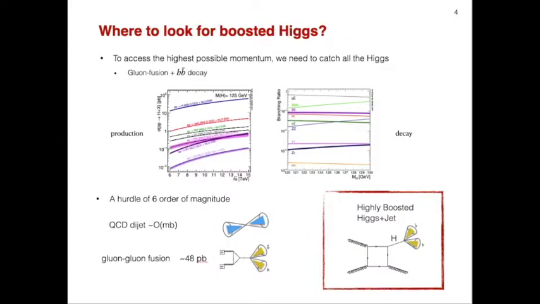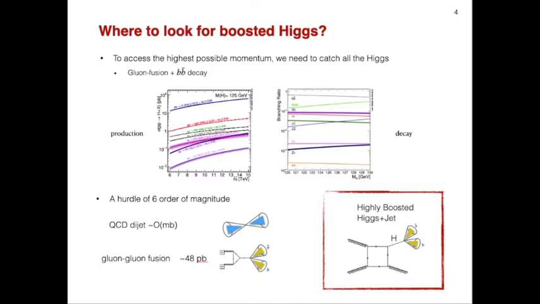So where do we look for a boosted Higgs boson? To access the highest possible momentum, we really need to catch all the Higgses. And so the natural choice would be the gluon-gluon fusion production plus the b b-bar decay, which was once thought to be impossible at the LHC due to the overwhelming QCD dijet background that is 6 orders of magnitude larger in cross-section. In the following, I will highlight the techniques we used in this search to overcome this hurdle in the highly boosted regime.